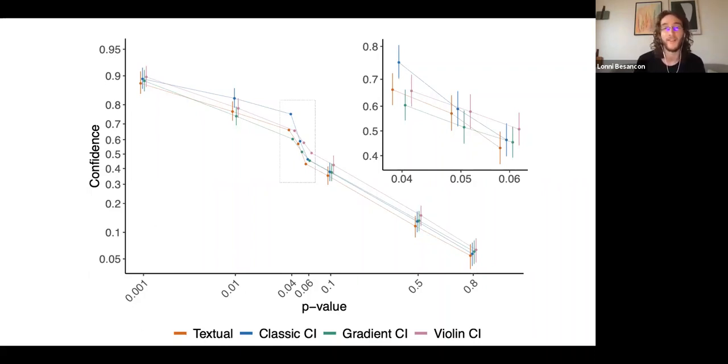So what we see here is that for the confidence interval, which you can see in blue, there's really a big dip around 0.05 in the confidence that people have in the results. And this dip is actually bigger than with a textual p-value, which is interesting and actually contrary to past results on this. But for the other two, the gradient CI and the violin CI, we see that this dip is slightly smaller, right? It's a little bit more leaning toward a straight line from start to end. There's still a cliff effect, but it seems to be a little bit smaller, which could be promising.